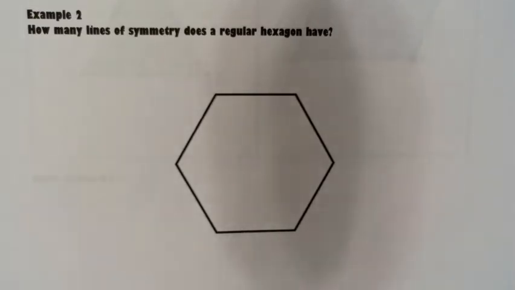Geometry, Topic 3, Section 5, Example 2. We're asking the question, how many lines of symmetry does a regular hexagon have?